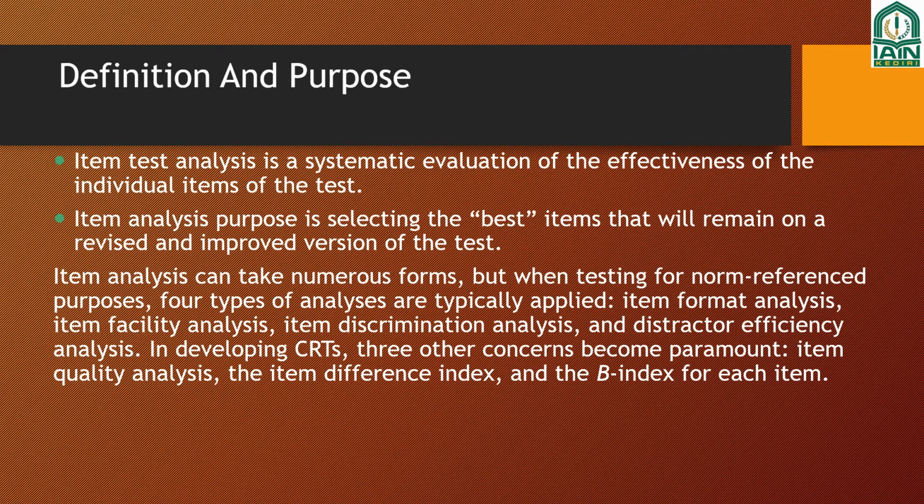So item analysis can take numerous forms, but when testing for non-reference purposes, four types of analysis are typically applied. Number 1, item format analysis, number 2, item facility analysis, number 3, item discrimination analysis, and number 4, the structure efficiency analysis. But in developing using CRT, we have 3 other concerns. Number 1 is item quality analysis, the item difference index, and the B index for each item. And in this PPT, we only discuss NRT, so we have 4 things to do.